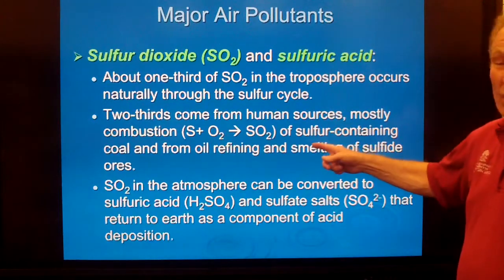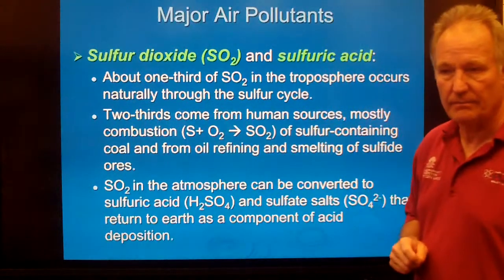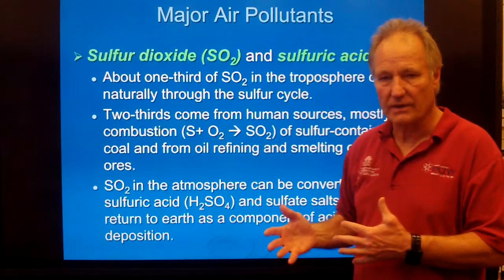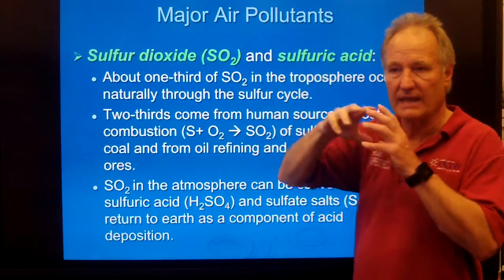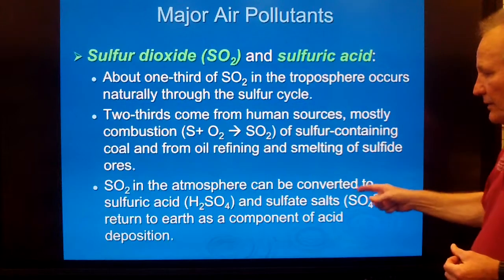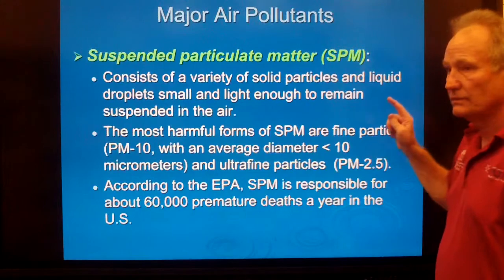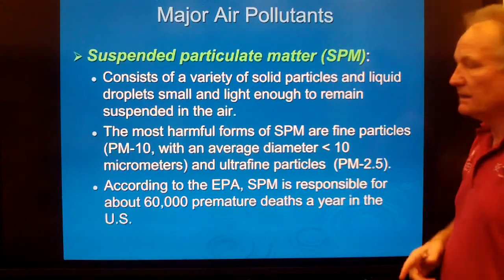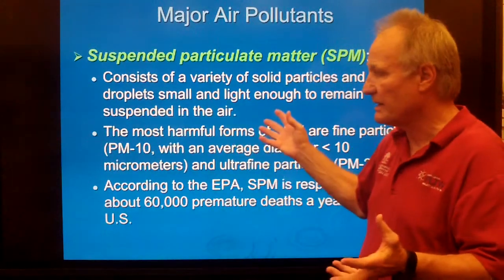All right, 2/3 of it comes from us, especially from coal combustion. Because coal has a lot of sulfur in it, it's important to get that sulfur out of the coal when you burn it, either before you burn it or as it goes up the smokestack. You have to pull that sulfur out somehow, because sulfuric acid and sulfate salts are really, really crucial to acid precipitation.